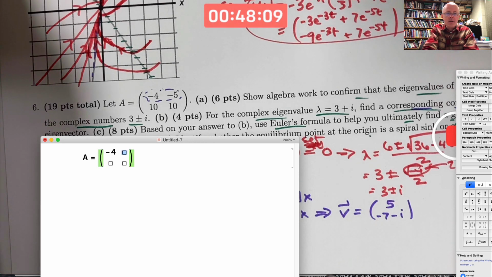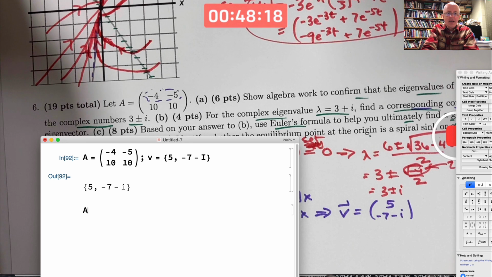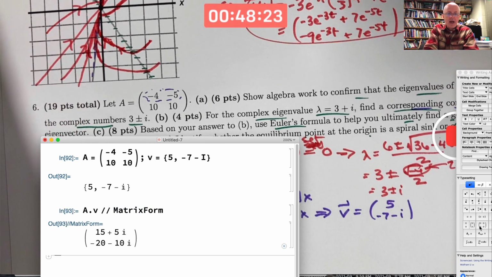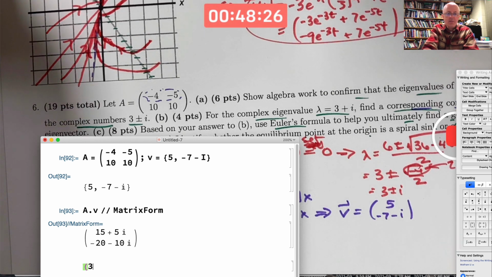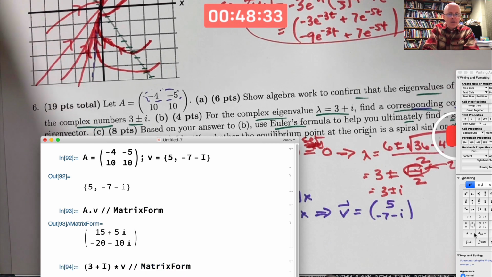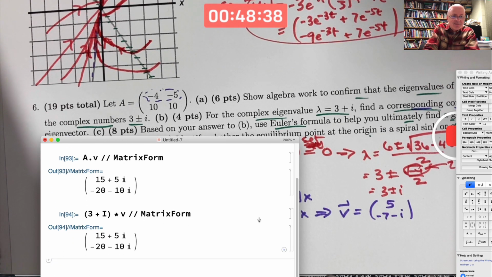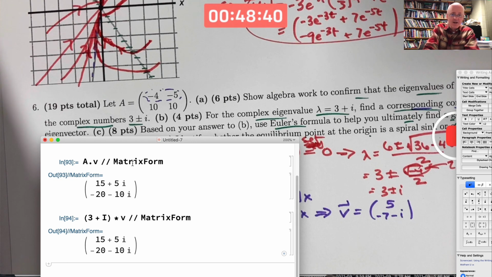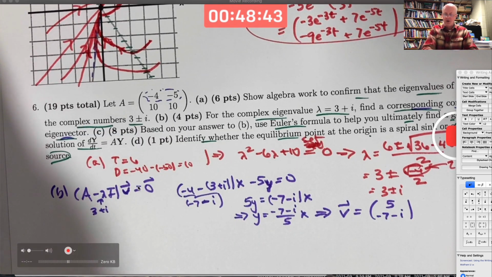is negative 4, negative 5, 10, 10. And the vector is 5, negative 7 minus i. I need a capital I in Mathematica. A times the vector in matrix form is that, and lambda is 3 plus i times the vector in matrix form. Is it the same thing, is what I'm wondering. Where's my cursor? I lost my cursor. There it is. Yeah, okay, so it looks good. All right, I guess I made a mistake when I initially did the problem.